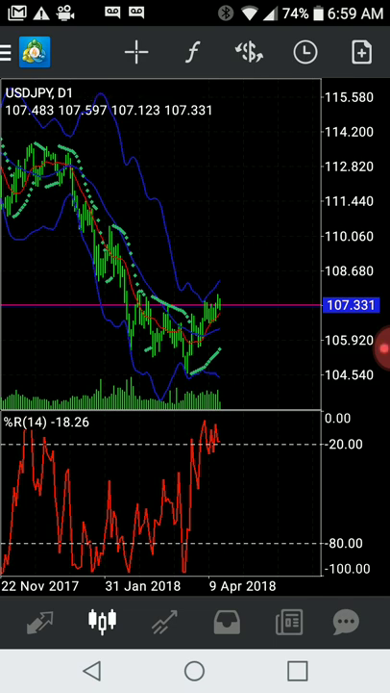Whoever says dollar JPY, you're an idiot. Please stop saying that. It is pronounced dollar yen. Okay? Now, just had to get that out of the way. It's just one of my pet peeves. I hate when people say that.